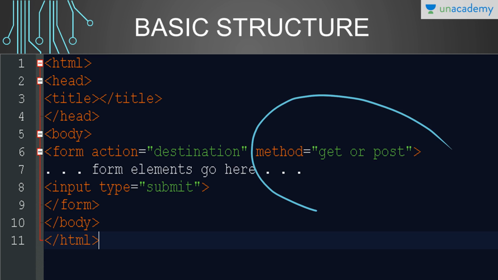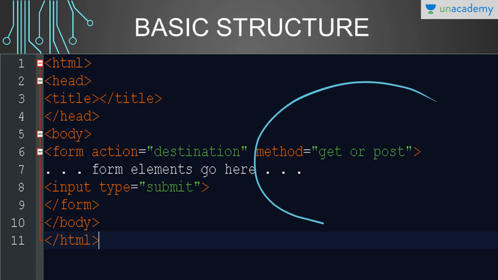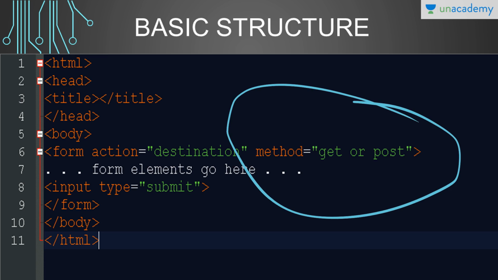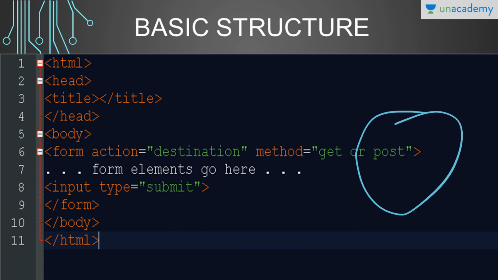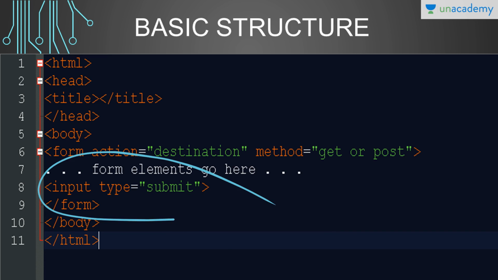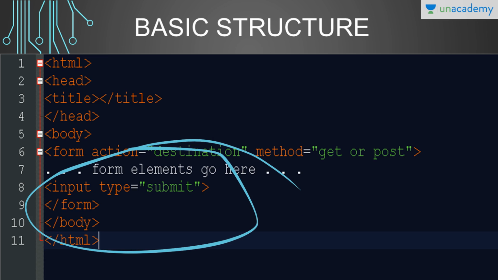Now in the same way, in the method I'll be using either get or post. At this stage there's no need for you to understand get or post, because we are just covering the designing part. Whenever we learn PHP and MySQL, I'll tell you what exactly post and get are. But for now we will be using the post method with our form, because it's more secure and can carry a large amount of data. Now here you can see I've used the input type submit, and all of our other form elements will go here.